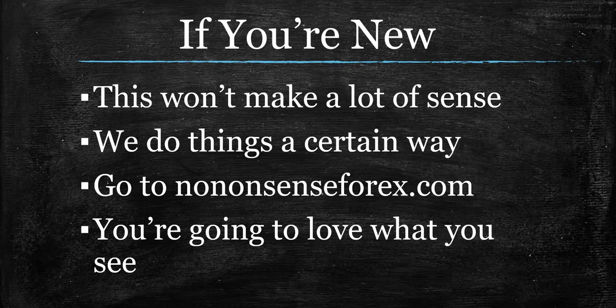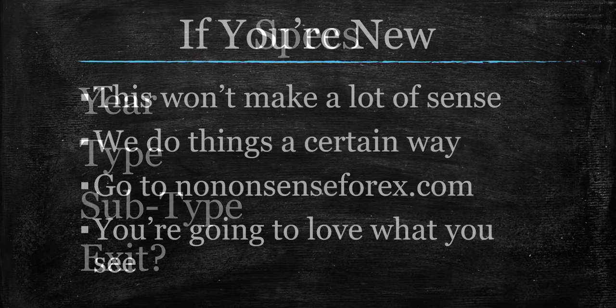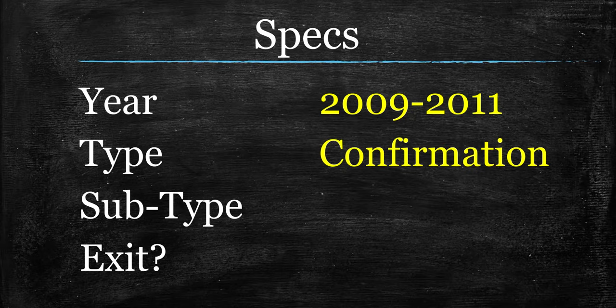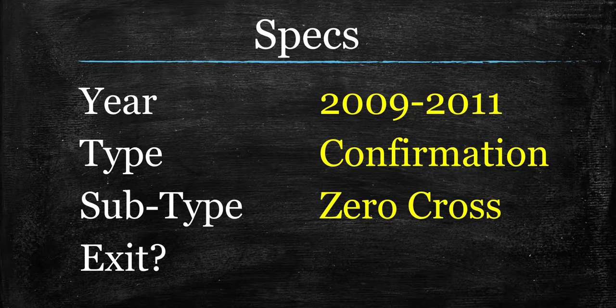But for those of you who are caught up, let's go ahead and get to the specs of the RMO. The year is going to be kind of a range here, anywhere from 09 to 011. We really don't know, but we know it's in that range. It's going to be a confirmation indicator. The subtype we landed on was a zero cross. You're about to see what I'm talking about. And then as far as exits go, I mean, you always could, but there are so many better options out there. I simply would not. But let's take a look at this thing, and you'll see why it took us so long to test.